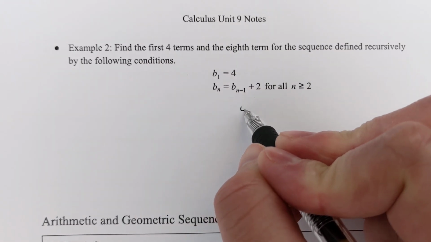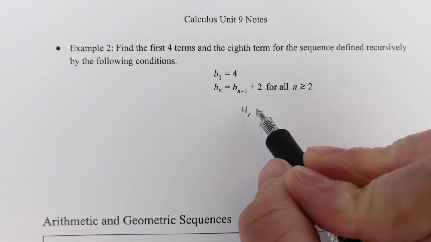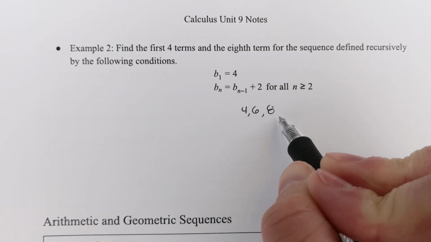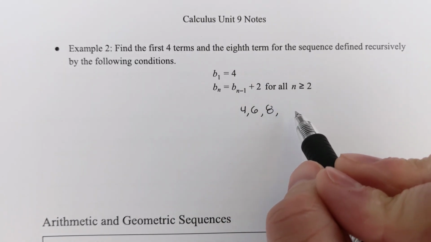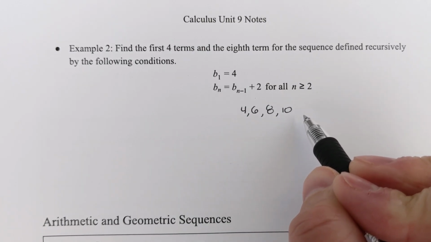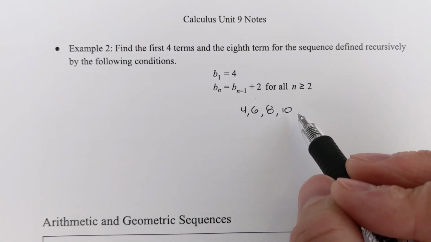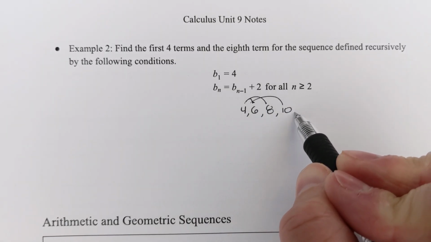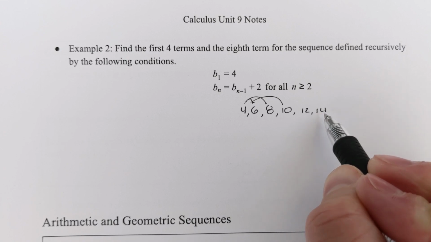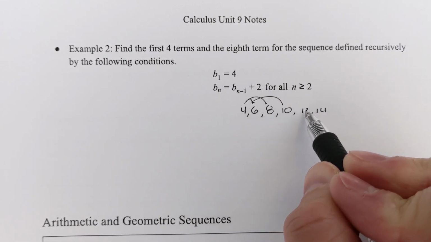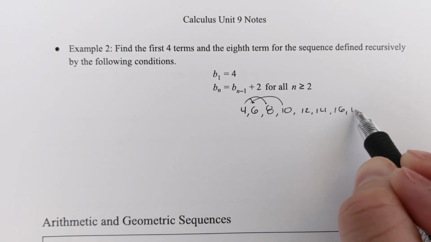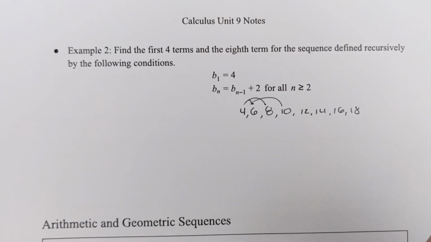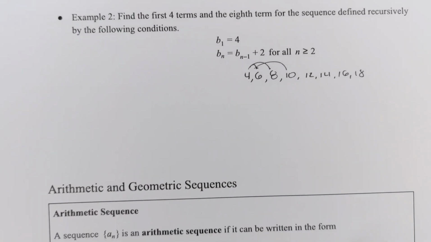So the first 4 terms: the first term is 4. Second term, I add 2, get 6. Third term, add 2 again, get 8. Fourth term, add 2 again, and get 10. So let's see here, continuing: 12, 14, and counting 1, 2, 3, 4, 5, 6, 7, 8. There you go, so there's your 8th term.